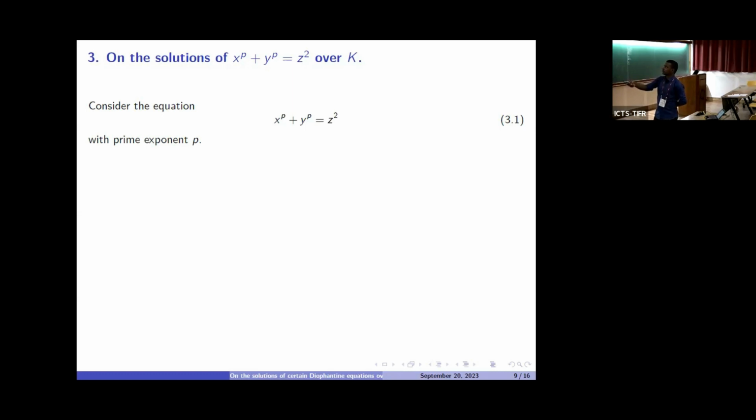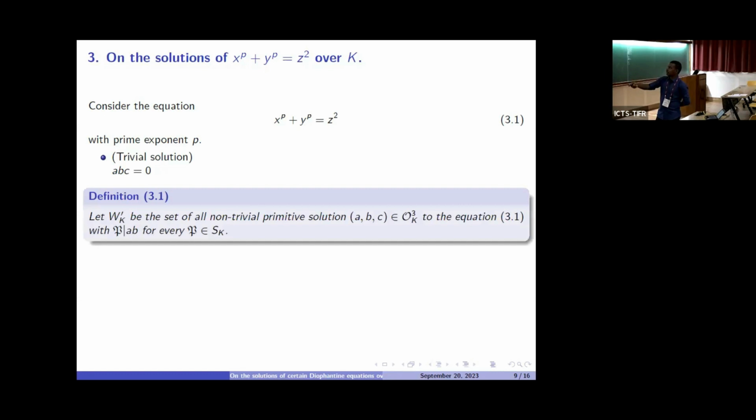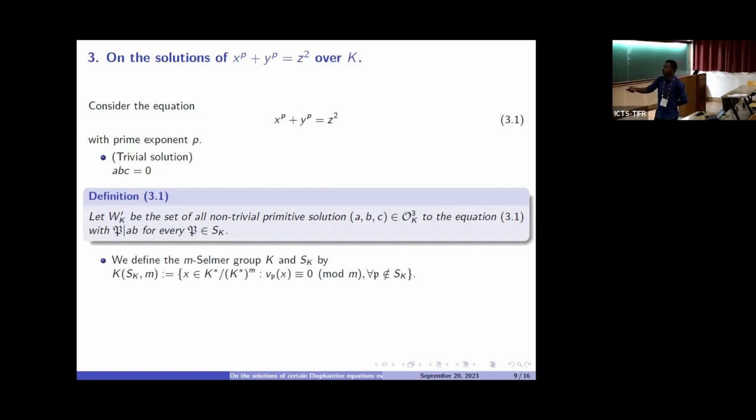So we consider this equation, and then we define trivial solutions as those solutions with ABC equal to 0. Then we define a particular solution, that is WK, with prime P dividing AB for every P belonging to SK. Then we define this M-Selmer group of K comma SK, the group of all these elements. Then we define L to be the quadratic extension of K given by K of square root of A, where A belongs to this set. Then we look at SL, the set of all prime ideals lying above SK.